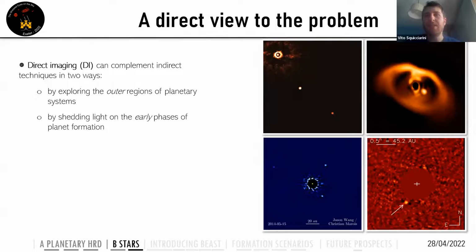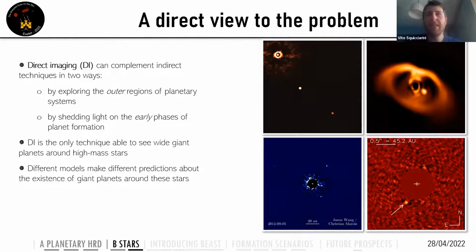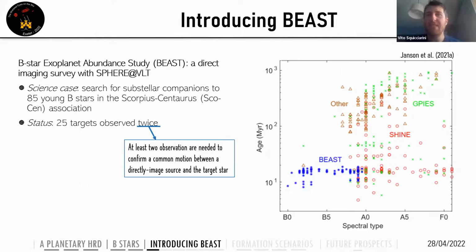So this is where direct imaging comes into play, because it can complement the radial velocities in two ways, by exploring the other regions of planetary systems, and also by studying the young phases of planetary formation. And in this way, we can also discriminate between different models, because different formation models do make very different predictions about the existence and the occurrence of giant planets around this kind of stars.